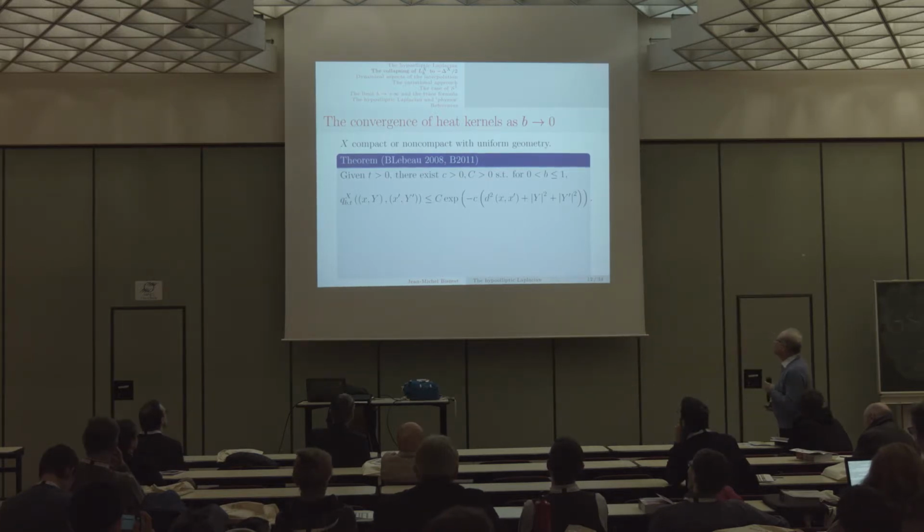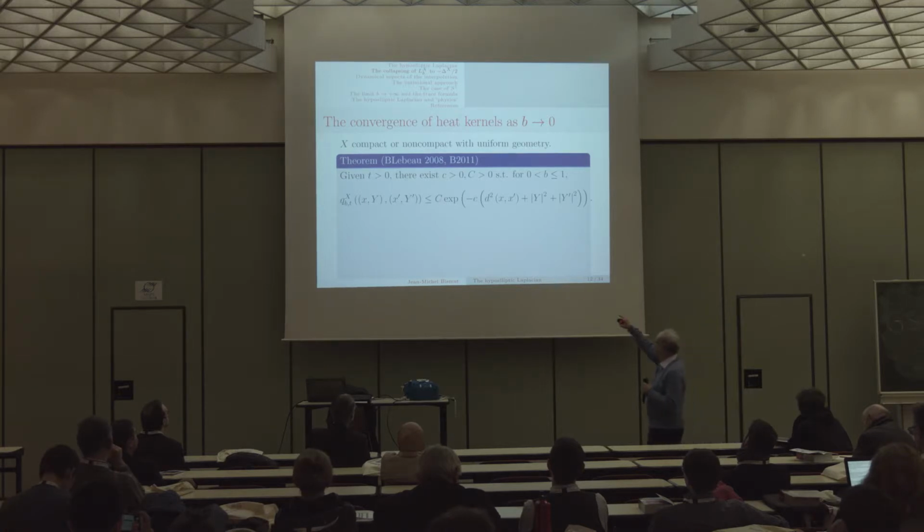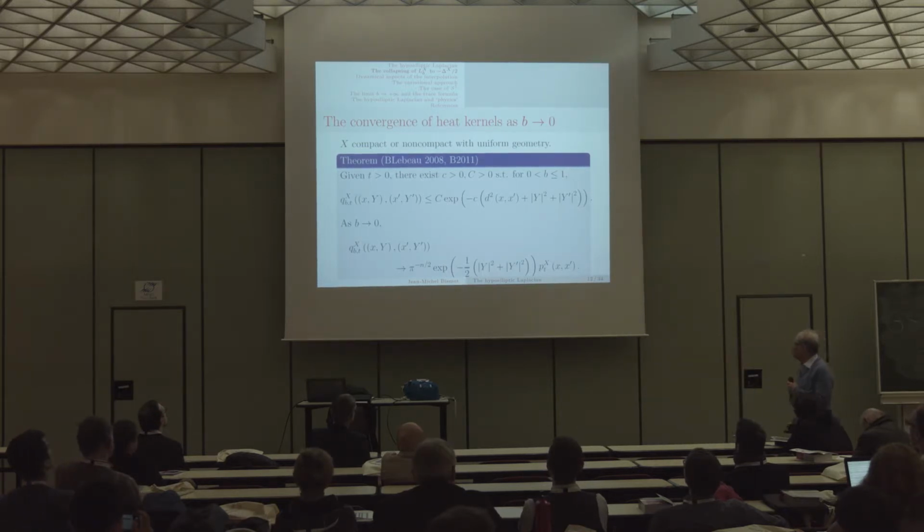It verifies, when b remains bounded, uniform bounds in the variable b. And the uniform bounds say that essentially it has a Gaussian decay when the points x and x' are far apart, and when also y and y' are big. And the second thing is that the hypoelliptic heat kernel, this heat kernel in the big space, when b tends to 0, in some sense converges to the heat kernel on the base manifold, p_{t,X}(x,x'). There are just these extra factors, exponential of minus 1/2 of (y squared plus y' squared).